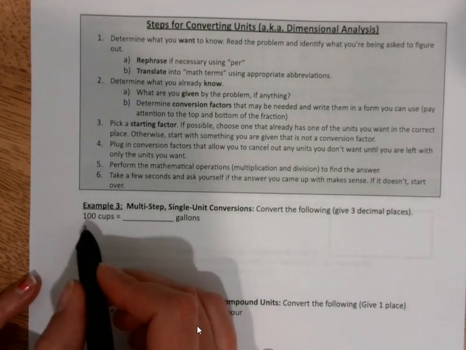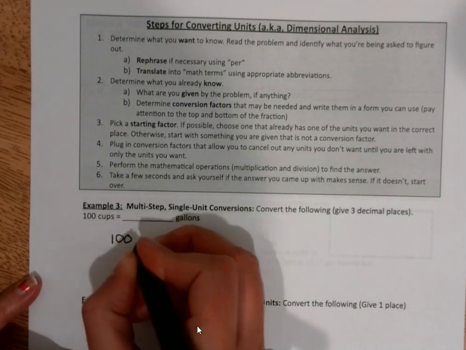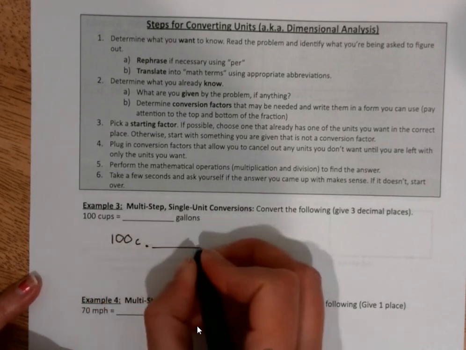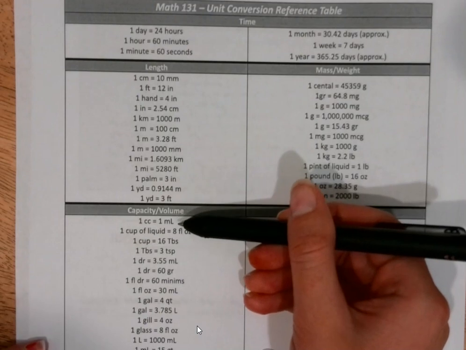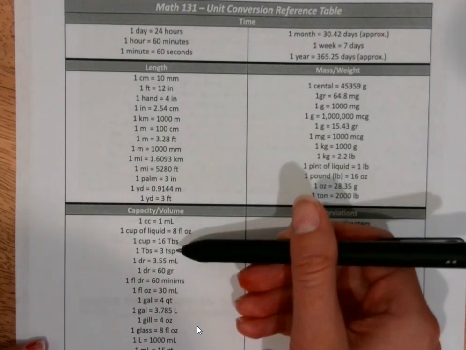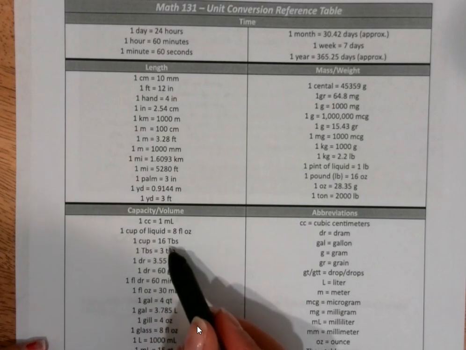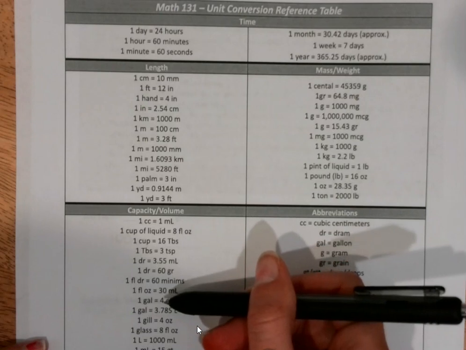Okay, so I'm going to start here with 100 cups, and my goal is to get into gallons. All right, so 100 cups into gallons. Cups are a capacity measurement, so I want to find a conversion that's going to go upwards from cups to gallons. Cups to tablespoons isn't going to do it because tablespoons are smaller. So let's see if I can find cups somewhere else.